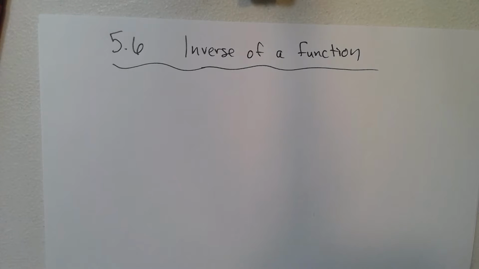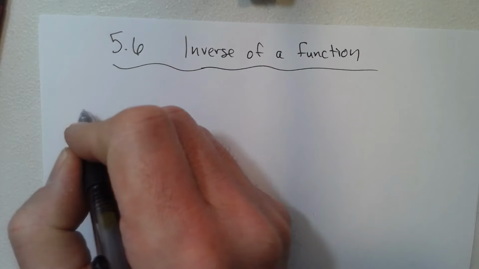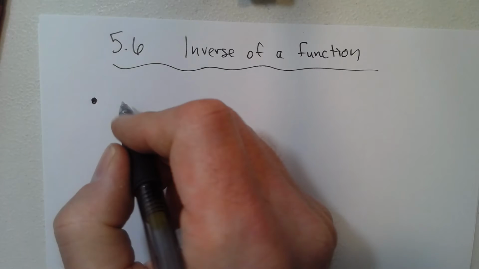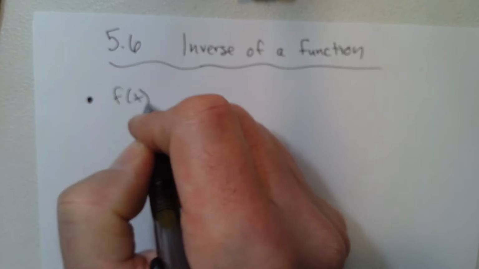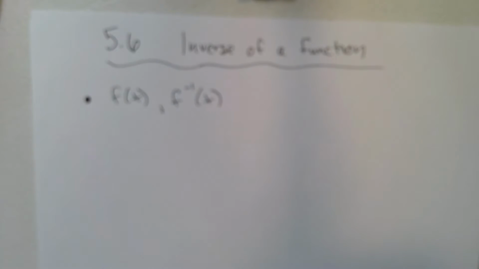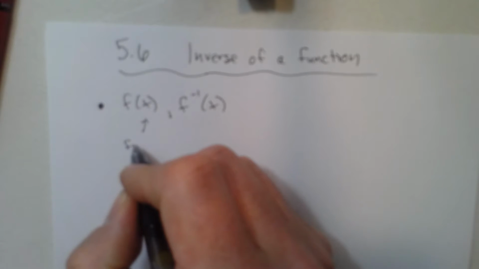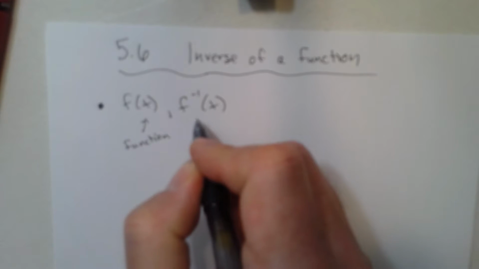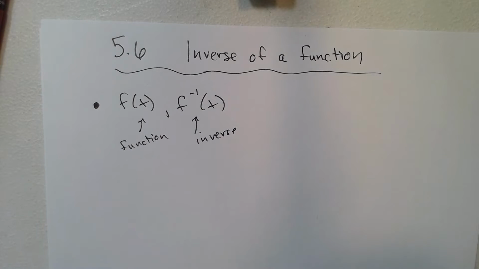Alright, so some characteristics of inverses. So this is f of x. The inverse notation would be f inverse of x. That's just the regular function, and this would be the inverse, just because of the -1 there.